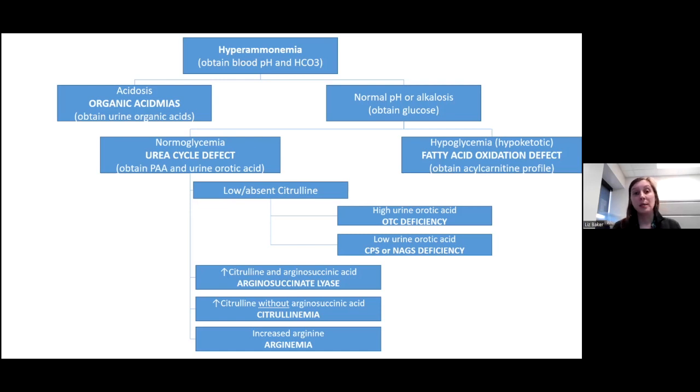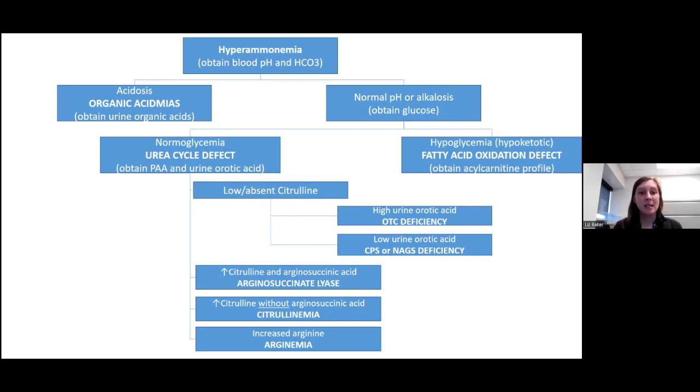So from your urea cycle defects, looking specifically at those amino acids, if they have a low or absent citrulline but a high urine orotic acid, you think of OTC deficiency. If they have a low or absent citrulline but a low urine orotic acid, you think of CPS1 or NAGS deficiency. And I'll show you what these urea cycle defects look like in a pathway in the next couple slides.